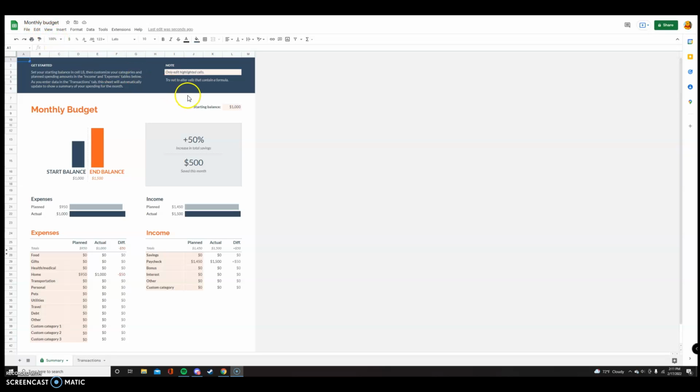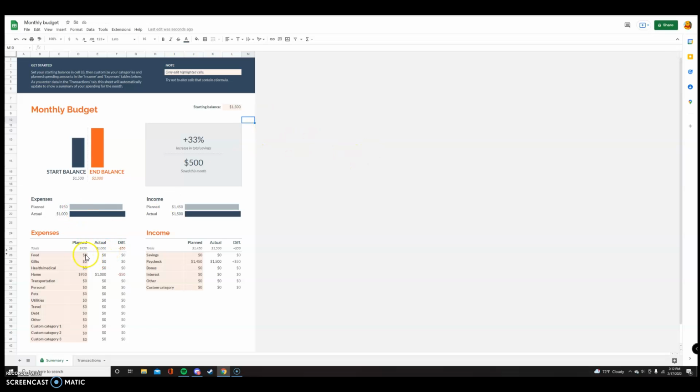Hey guys, I'm going to show you how to use Google Sheets to make a monthly budget report. So, since I receive scholarships and financial aid, I'm going to change my starting balance to $1,500 a month instead of $1,000.